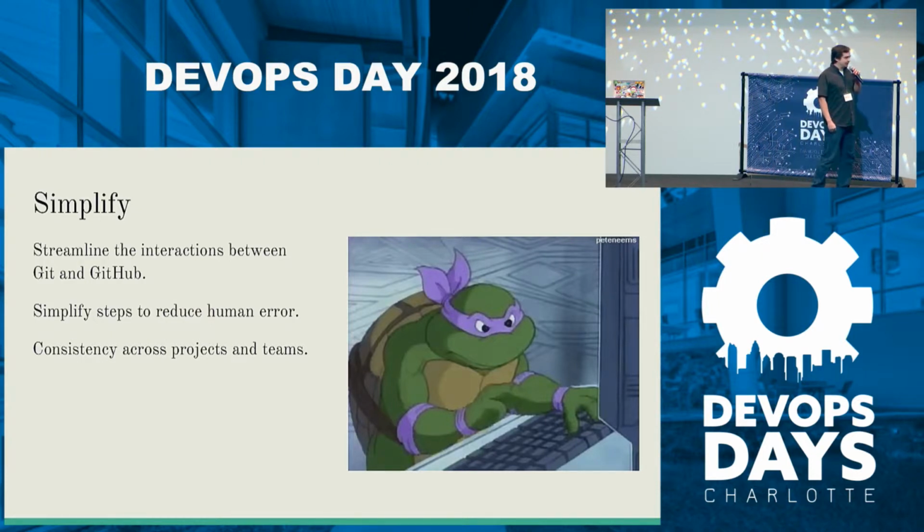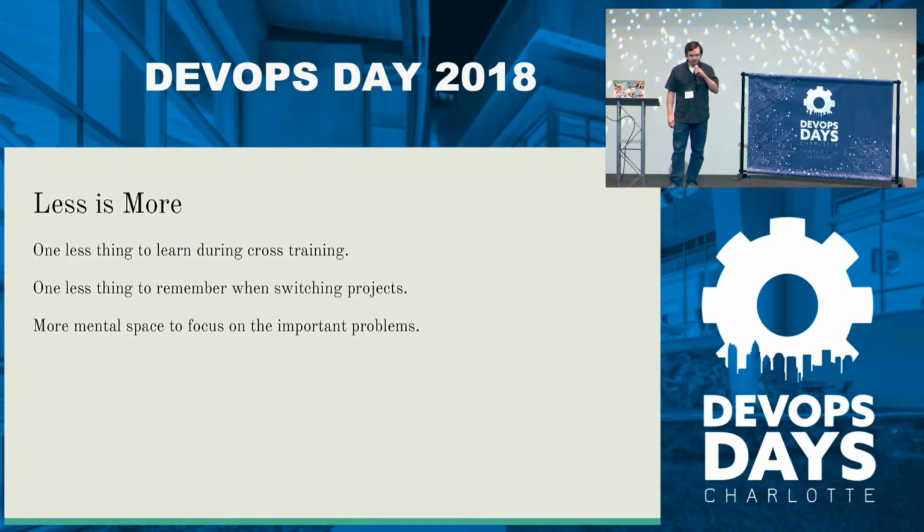We also wanted to streamline the interactions between Git and GitHub, reduce human error, and get consistency in our units of change across projects and across teams. With a consistent unit of change, we have one less thing to worry about, one less thing to learn during cross-training, and more mental space to spend on your business problems, not your workflow.